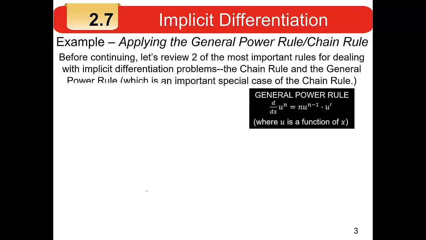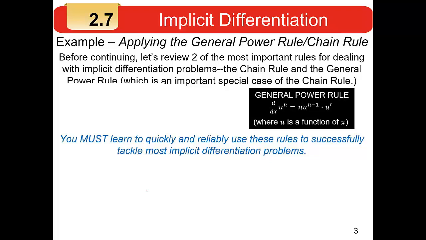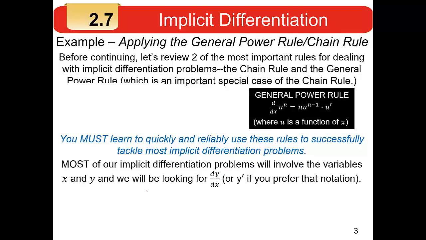The derivative of u to the n is n times u to the n minus 1. In other words, you bring down the exponent, reduce the power by 1, and then you multiply by the derivative of u. So now let's do some really quick examples to get you in the right frame of mind for doing the kind of problems we really want to do.